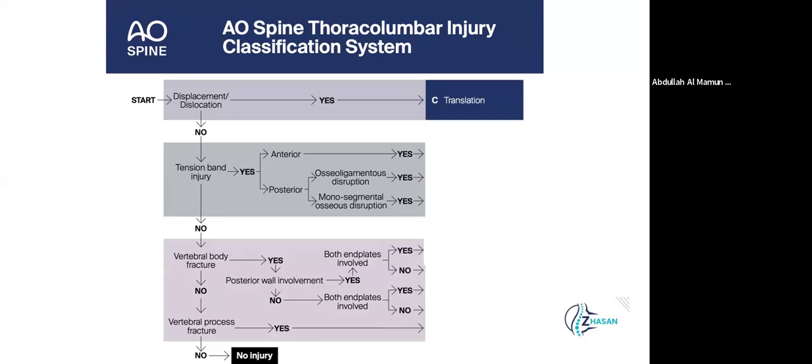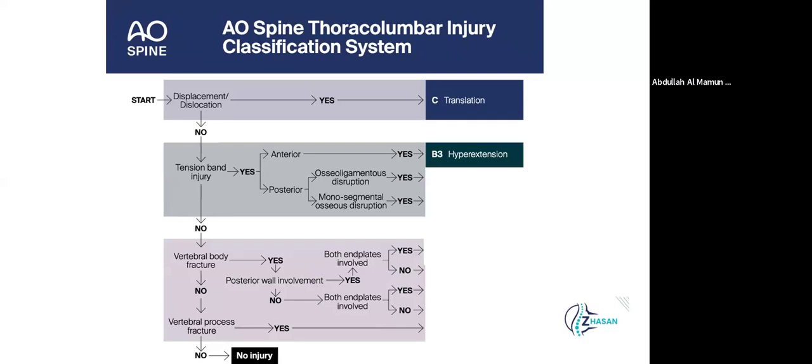If it is not, you look for the tension band injury in the X-ray as well as in CT, also in the MRI. If there is an anterior tension band injury, you can say it is a hyperextension injury, B3. If you can recall, hyperextension injury is B3, anterior tension band injury.